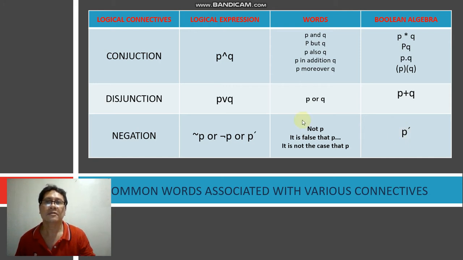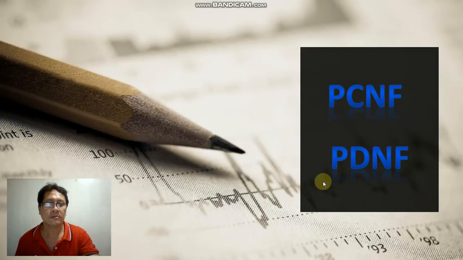Again, this is the main topic that we are going to apply later in our calculator: the words conjunction, disjunction, and negation. Just be familiar with the symbols for P and Q: P and Q, P or Q, and not P, or it is false that P. That is the discussion of our topics leading to PCNF and PDNF.